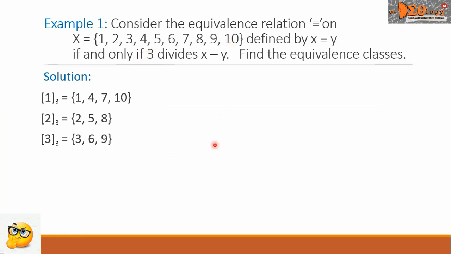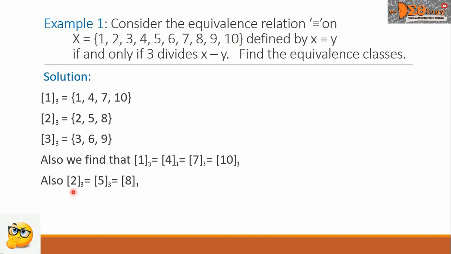While doing so, you will find out that the equivalence class of 1 is equal to the equivalence class of 4, which is also equal to the equivalence class of 7 and is equal to the equivalence class of 10. Also, the equivalence class of 2 is equal to the equivalence class of 5, which is also equal to the equivalence class of 8. Likewise, the equivalence class of 3 is equal to the equivalence class of 6 and also equal to the equivalence class of 9.